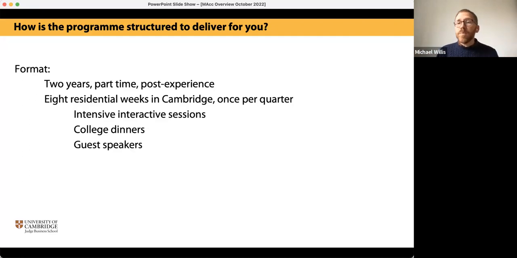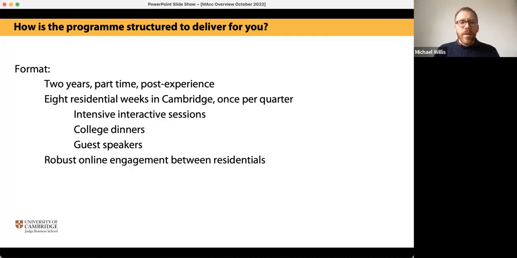Sometimes we bring in guest speakers, both into the classroom or into the dinner session, to talk about topics of interest and relevance to our students. We've had the CEO of the ICAEW come in to speak to our students. We've had the former global board chair at PwC, the head of mergers and acquisitions at BP, among other guest speakers.